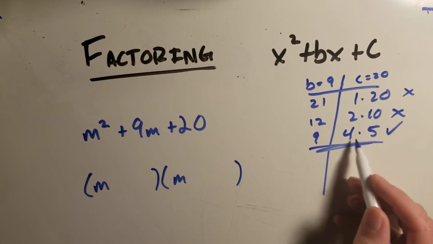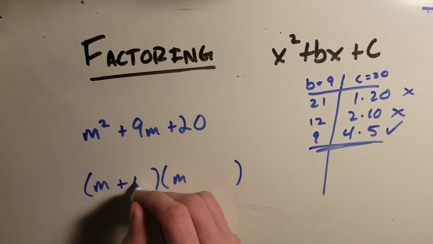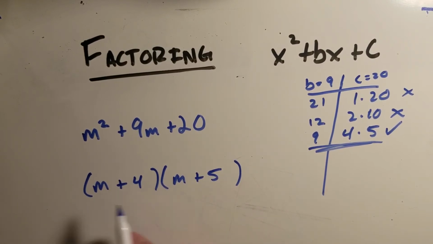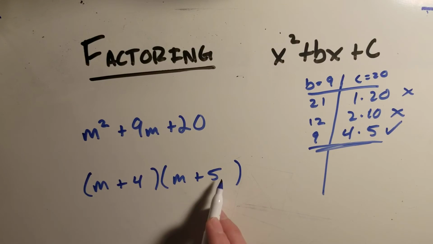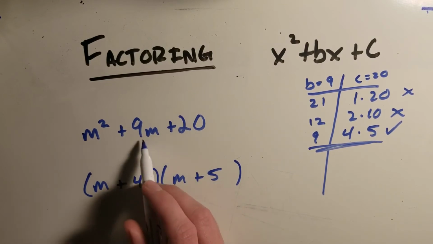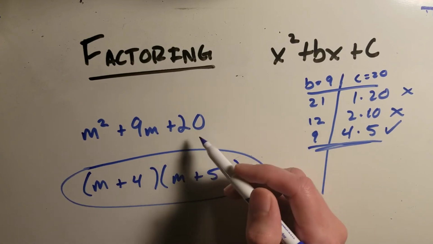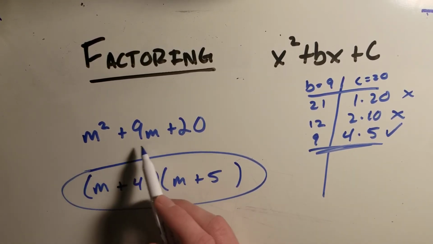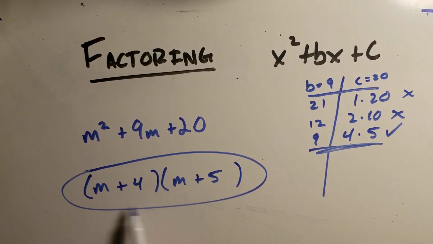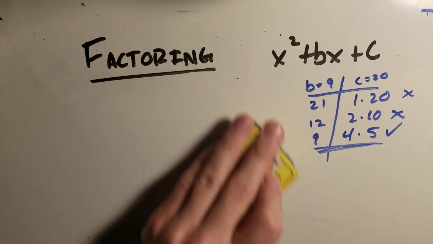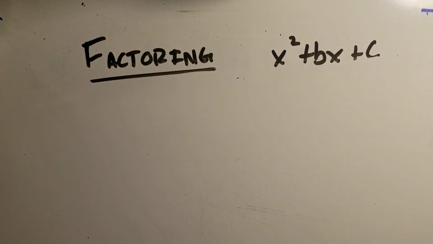So our m and p for this are going to be 4 and 5. So plus 4 plus 5. Notice when you were to FOIL this, you get m squared plus 5m plus 4m, which is 9m, plus 20. So this is the factored version of m squared plus 9m plus 20. Here's our factored form. We have 2 binomials now. I'm going to try a few more, and then we'll see other cases in the future.